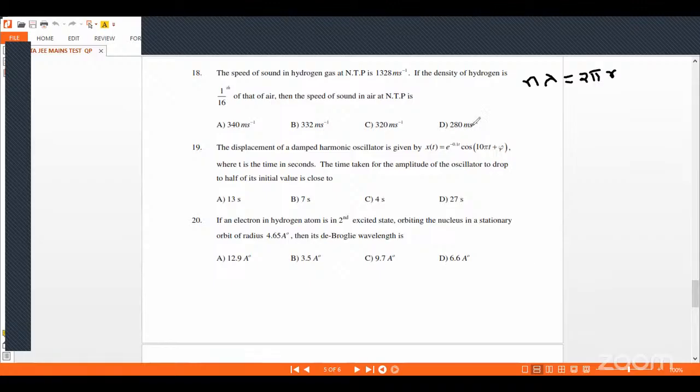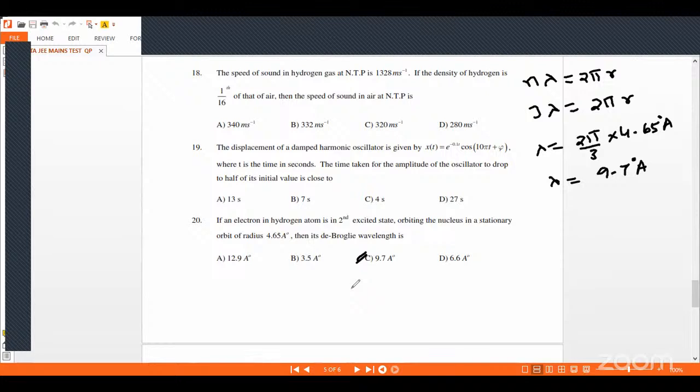Since here they gave that it is the second excited state, n is equal to 3. 3 lambda equal to 2 pi R. So lambda equal to 2 pi by 3 into radius, that is 4.65 angstroms. Upon calculation, we'll get lambda equal to 9.7 angstrom. That is option C.